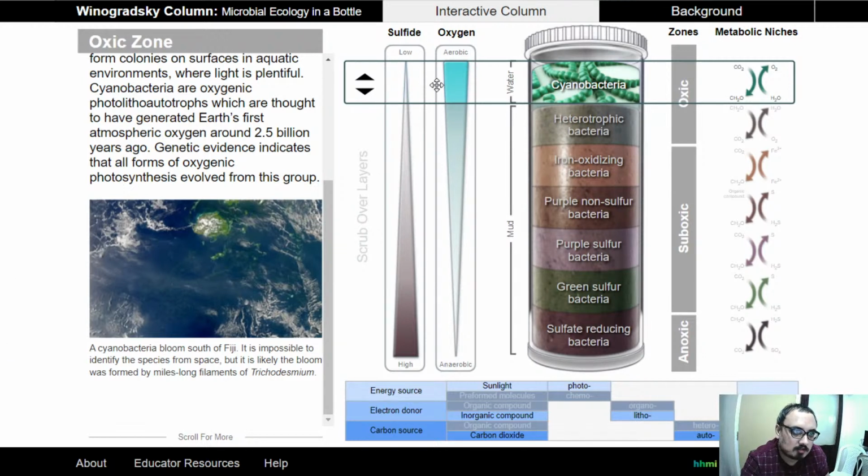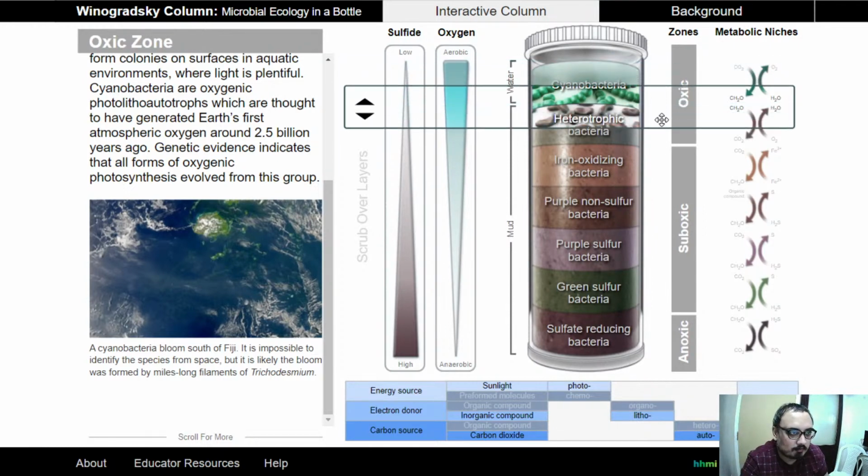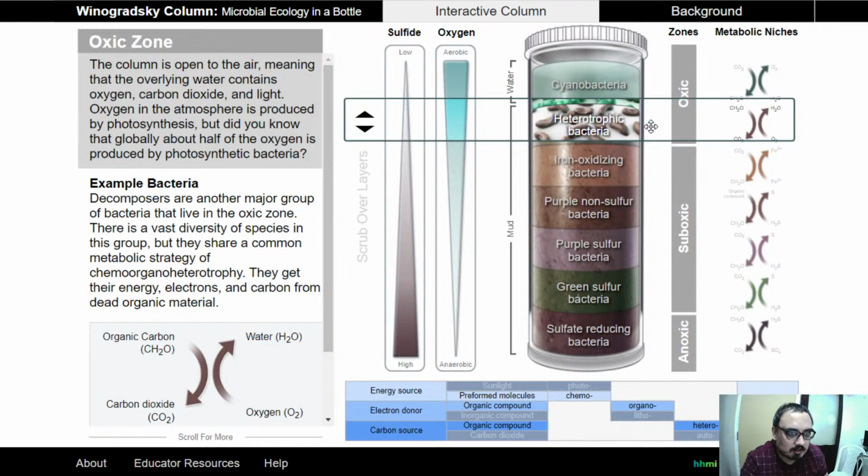In this case, the oxygen is very high and the sulfide content is very low, and carbon dioxide will be converted into carbohydrate, and water will be converted into oxygen, and oxygen will be released. Now moving further with the second stage, that is the heterotrophic bacteria. In this case, oxygen level will decrease and the sulfide level will increase.